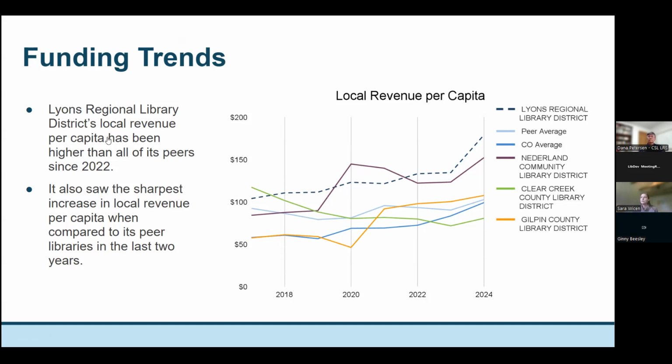I've just added 2 bullet points about observations from the chart: that Lyons Regional Library District has been higher than its peers. The local revenue per capita has been higher than its peers since 2022, and it saw the sharpest increase from 2023 to 2024. This is a line chart showing years from 2017 to 2024. So everyone's got different styles for slides, and so I've tried to do different things on some of these slides to kind of show examples of how you could add more text or less text. So we'll just keep going here and look at some more.